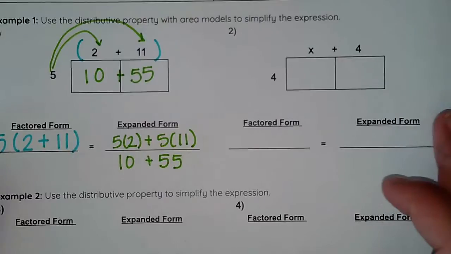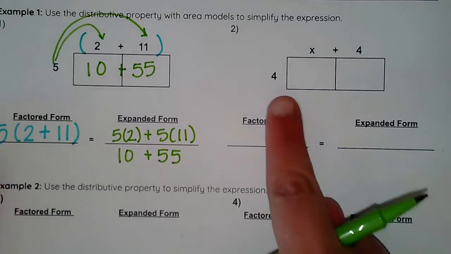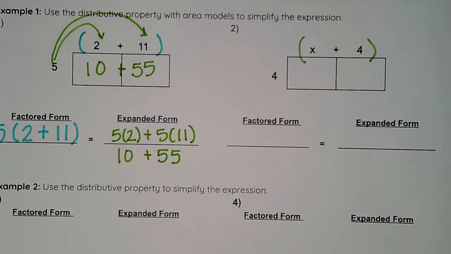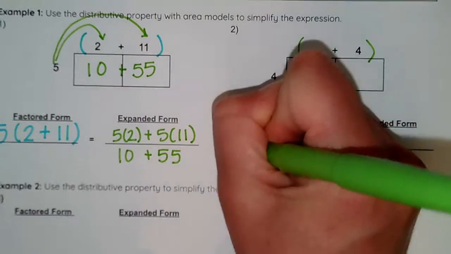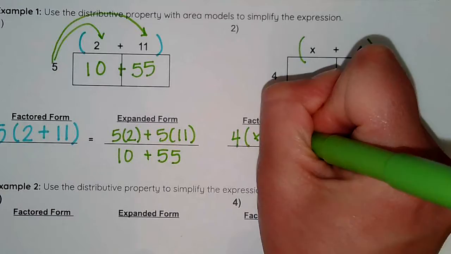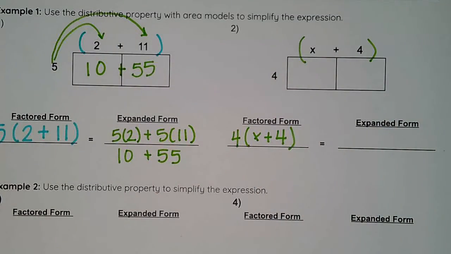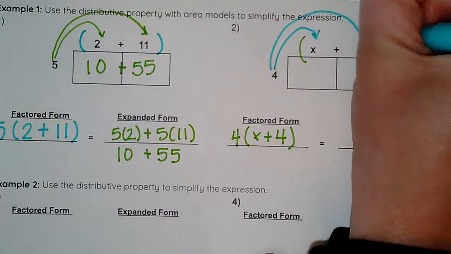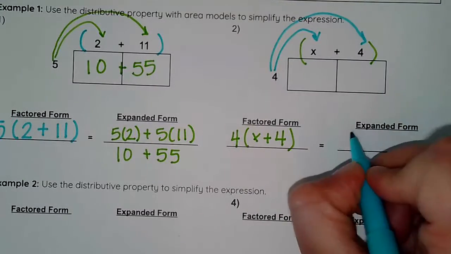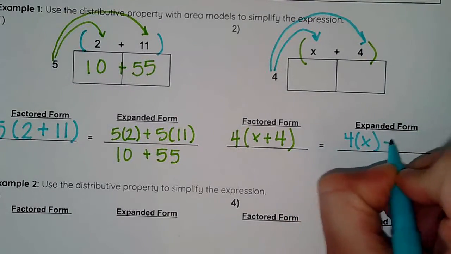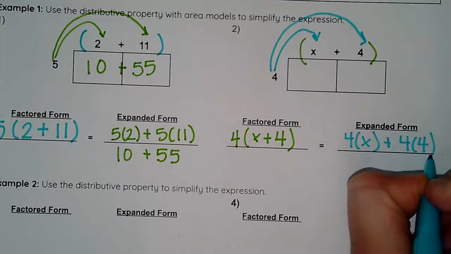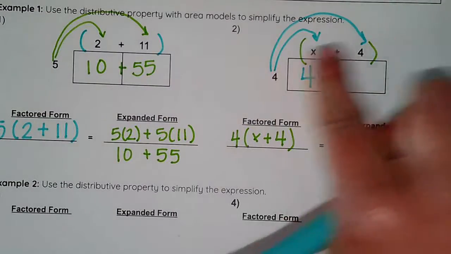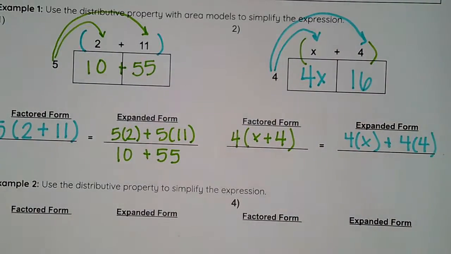Let's try one with a variable. Here we have the factor of 4 being multiplied to the group of x plus 4. So again, our factored form would have that 4 outside being multiplied to the group of x plus 4. Your 4 gets distributed to each term. 4 times x plus 4 times 4, but that can then be simplified down. 4 times x is 4x, and 4 times 4 is 16.